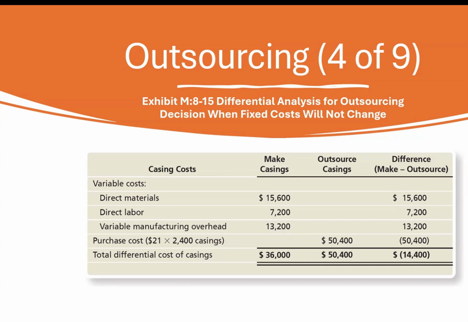However, outsourcing incurs a variable cost of $21 per unit, amounting to $50,400 for 2,400 casings. Now, based solely on variable costs, manufacturing in-house is cheaper, but fixed costs must also be considered.